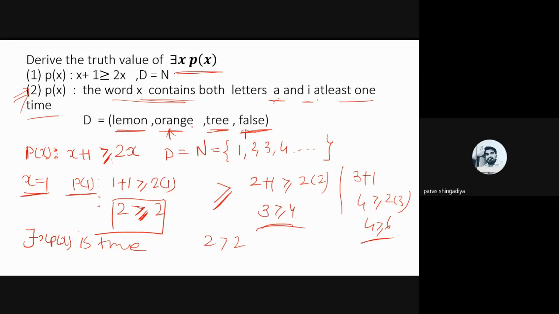So no word from the domain where P(x) becomes true. What does it mean? We cannot find such a value of x from the domain where P(x) is true. So for all x belonging to D, P(x) is false, and therefore there exists x P(x) is false. There exists x P(x) is false in the second case. In the first case, there exists x P(x) is true. In the second example, it is false.